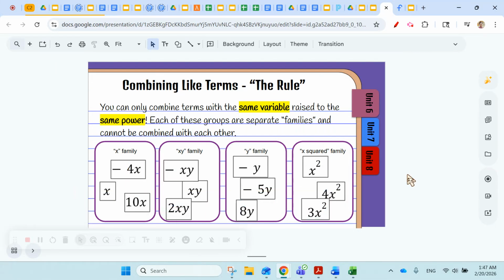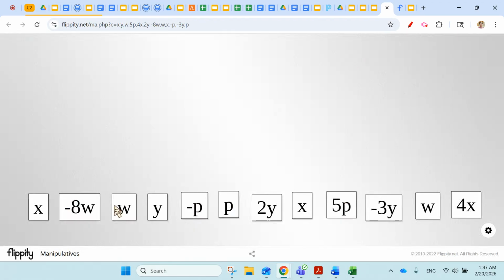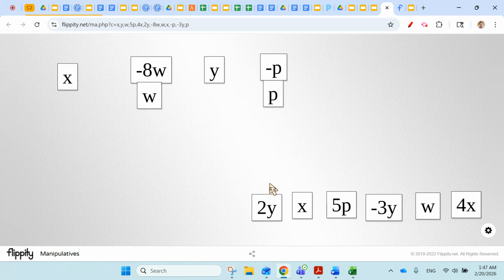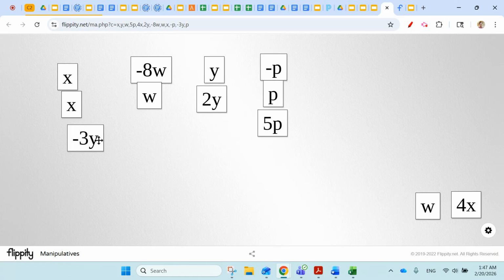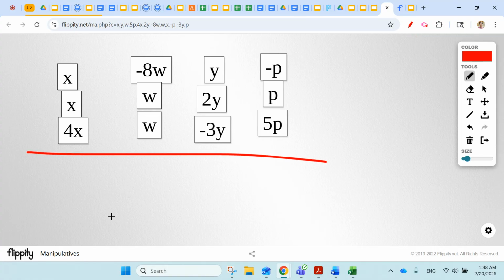Okay, so you should have 3 in each section. I sorted them into like term groups. Next, practice 3 and 4 have those variables in it instead of the fruit type. But you're going to do the same thing. I'm going to make a family of X's, a family of W's, Y's and P's. Just group them together so that they look the same. Then you're going to screenshot and draw on your screenshot the simplified expression.